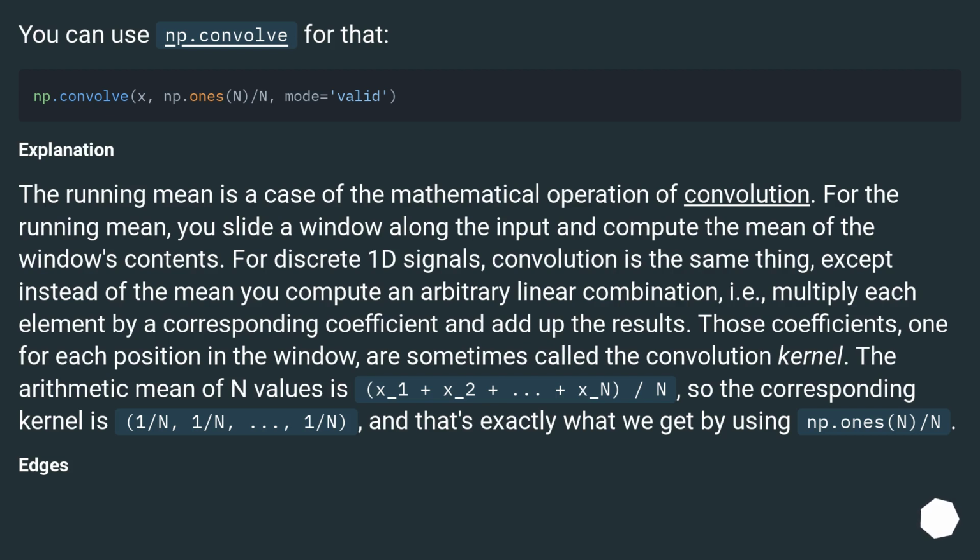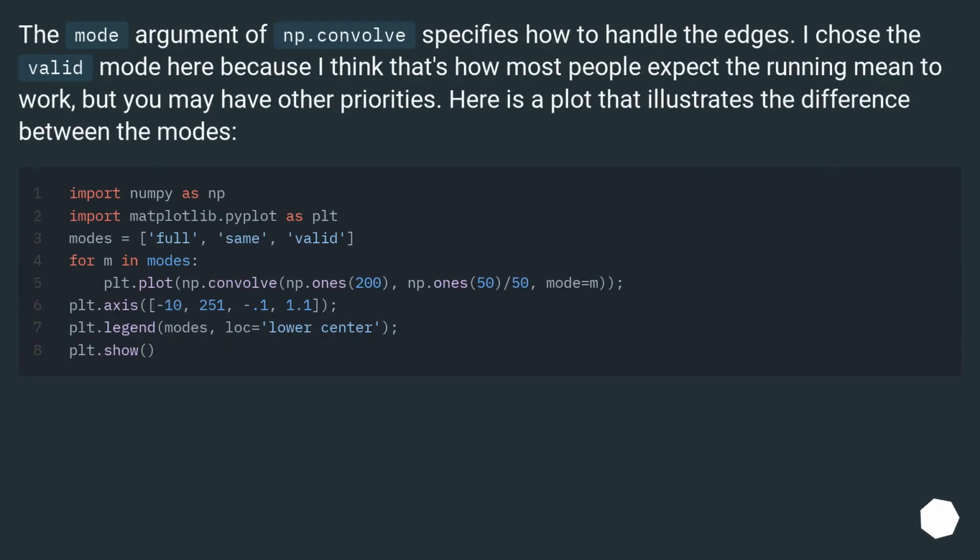Edges. The mode argument of np.convolve specifies how to handle the edges. I chose the valid mode here because I think that's how most people expect the running mean to work, but you may have other priorities. Here is a plot that illustrates the difference between the modes.